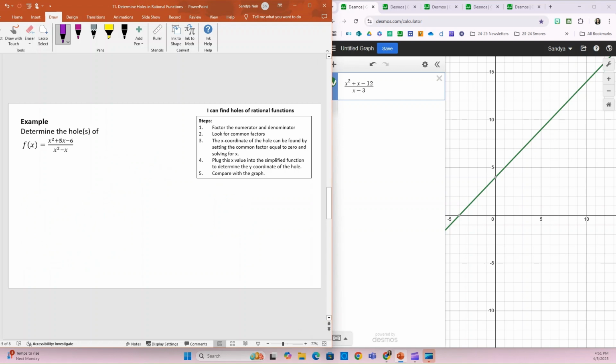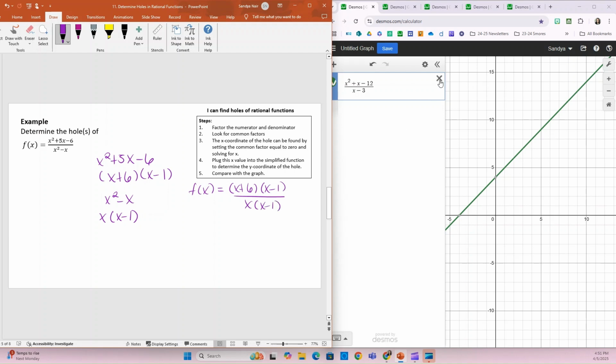So now let's determine the hole of this function f of x. So we have x squared plus 5x minus 6 in our numerator. If we go ahead and factor that, we're going to get x plus 6 times x minus 1. In the denominator, we have x squared minus x. If we factor that, that has a GCF, so that's going to be x times x minus 1. So if we write f of x in factored form, we have x plus 6 times x minus 1 over x times x minus 1.